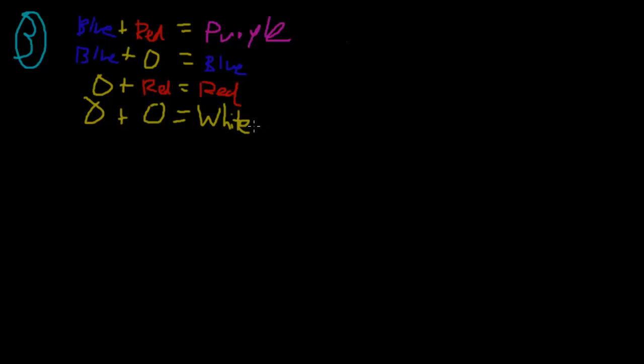So it's saying that they're controlled separately. Gene A controls white to blue. Gene B controls white to red. So let's see. Part A.